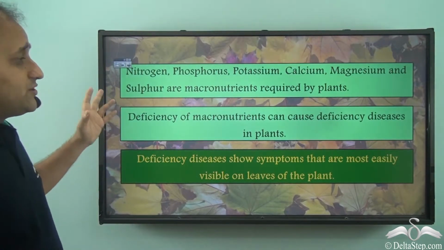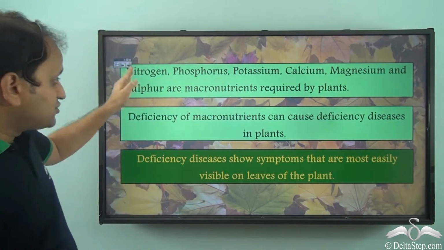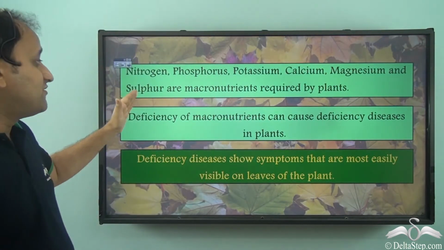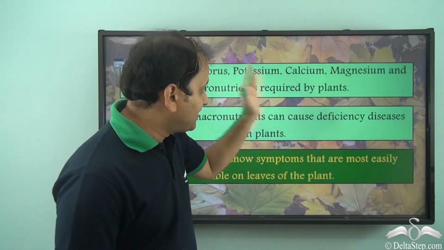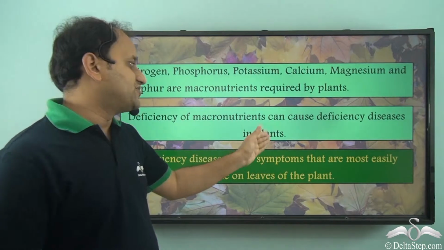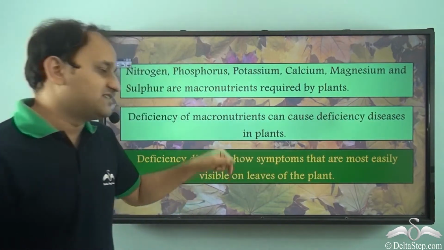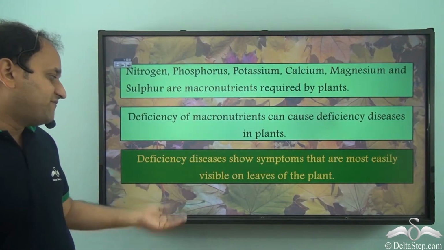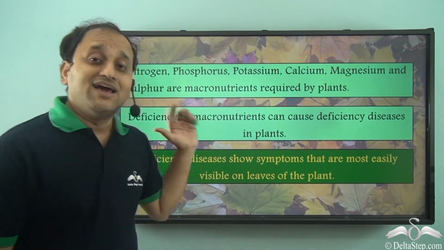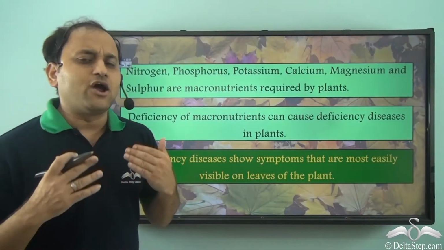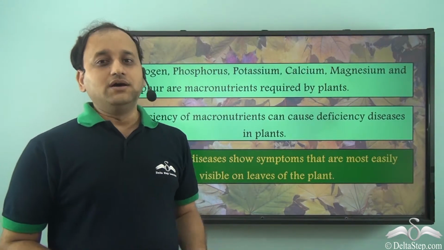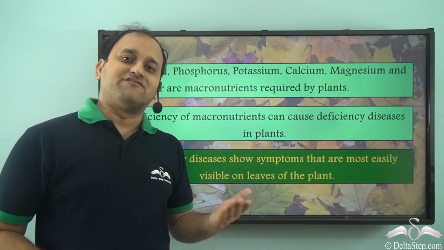So we studied about macronutrients. Nitrogen, phosphorus, potassium, calcium, magnesium and sulfur are macronutrients required by plants. Now the deficiency of macronutrients can cause deficiency diseases in plants. And deficiency diseases show symptoms that are most easily visible on leaves of the plants. So by observing the leaves of a plant, you can easily identify whether a plant is suffering from any deficiency disease or not.